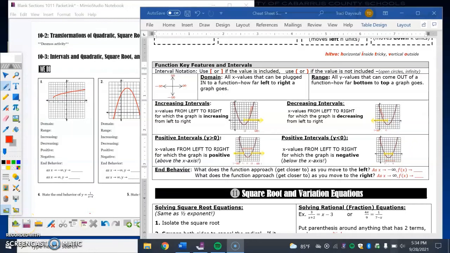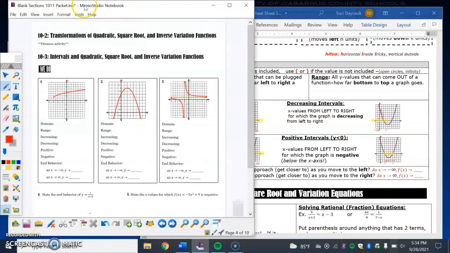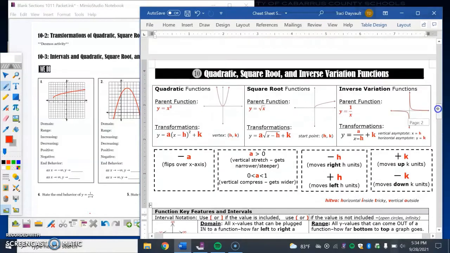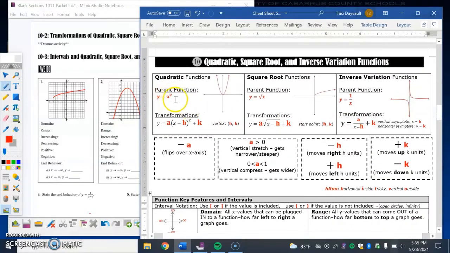So in the previous activity, you should have learned about transformations of our three types of functions that we need to know in Math 2: quadratic, square root, and inverse variation. It's important that you know that quadratic functions have an x squared and they make a U-shaped parabola. Square root functions look like this shape. They stop at one end but keep going forever at the other end.